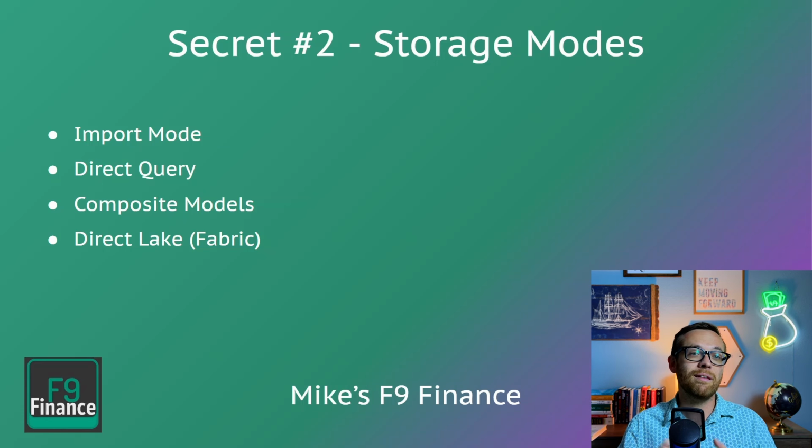Now, there's a solution in the middle called composite models. This is where some of your data is imported and some is a direct query. This allows you to mix real-time data with more steady data sets. You might be able to pull in real-time fact data if you need point of sale, but all of your dimensions are imported. This allows you to try to get the best of both worlds.